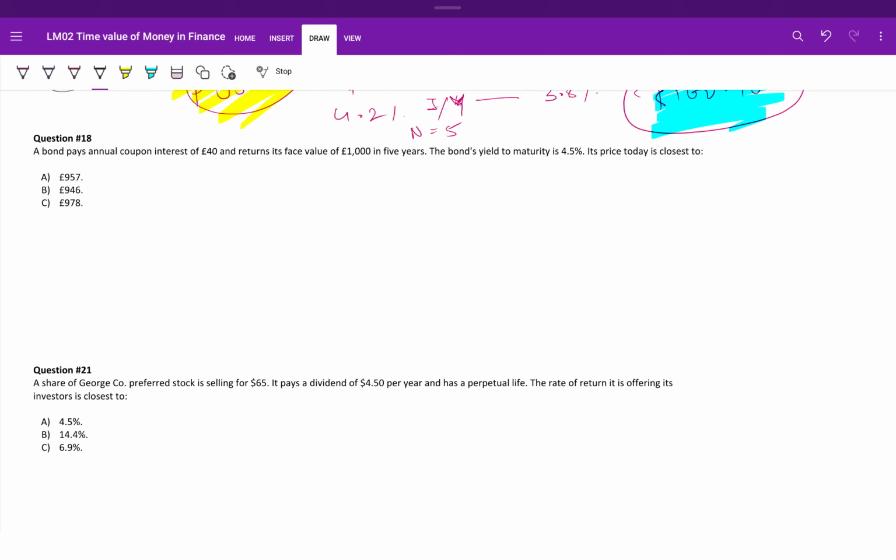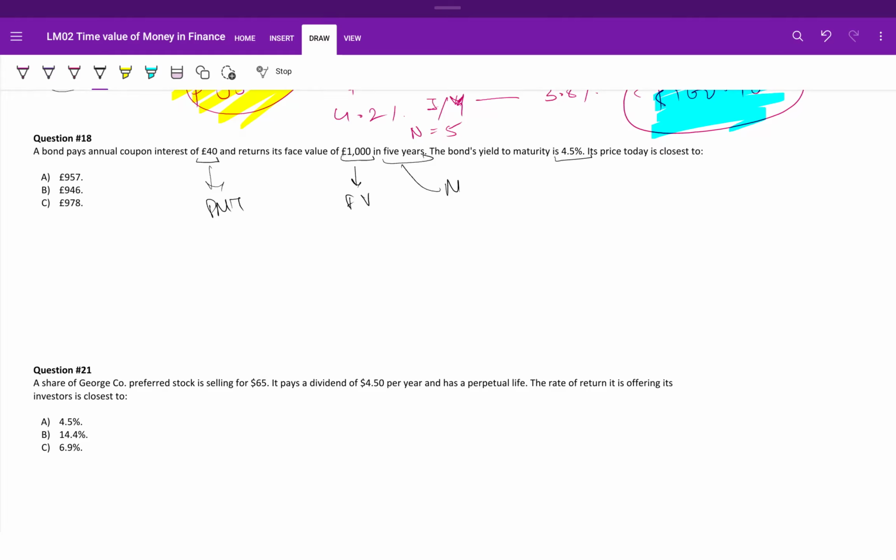Question number 18 is about a bond that pays annual coupon interest of 40 pounds, and the return on its face value is 1,000. So this is the face value, the future value. N is 5 years, the PMT is $40, and the yield to maturity is 4.5.